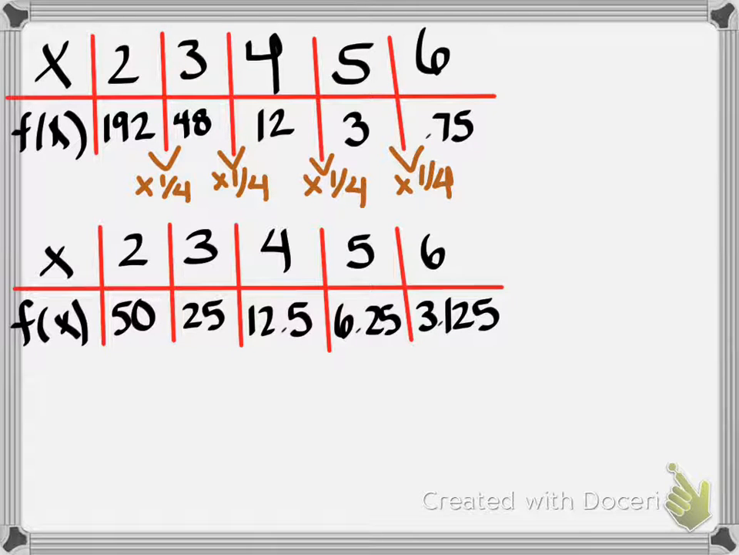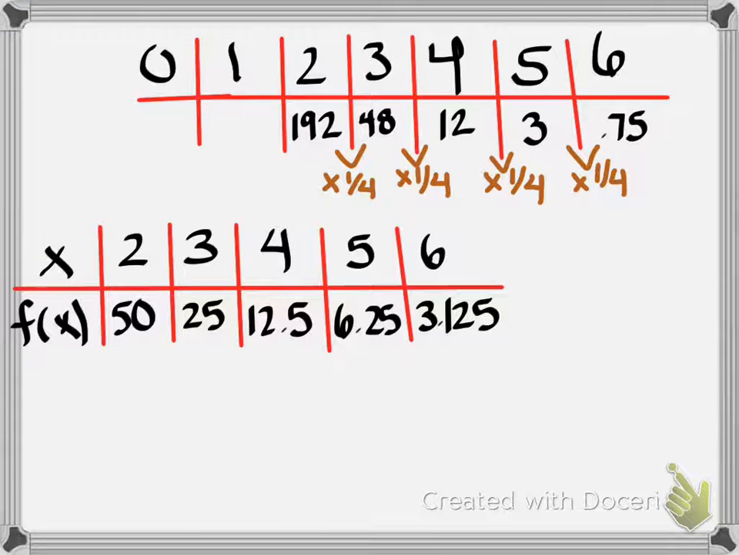So to go to my first term, my starting place, I need to go back 2 because here I am at 2, so I need to go to 1 and then to 0. If I multiply 192 times 4, I get 768. And if I multiply that by 4, I get 3,072.